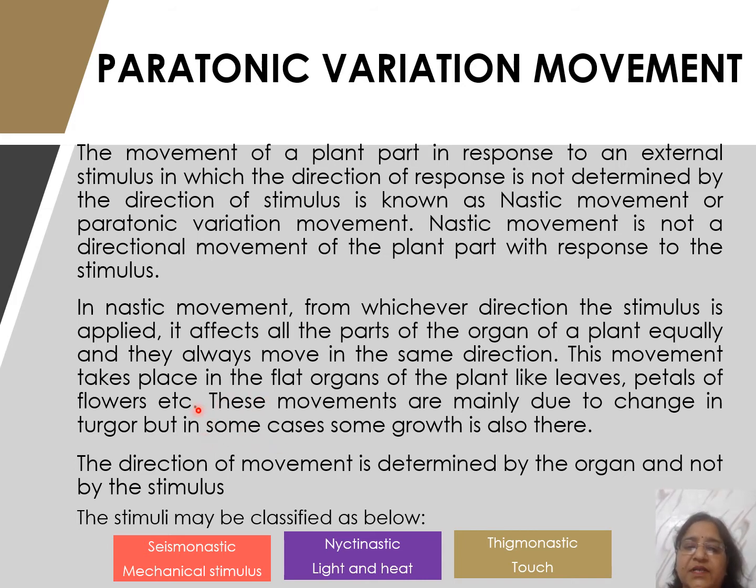So, if the turgidity of the cells changes, exosmosis or endosmosis takes place, and due to that the cells may become turgid or they may become flaccid. So mainly because of this change in turgor, this paratonic variation movement takes place. The direction of the movement is determined by the organ, and it is not determined by the stimulus.